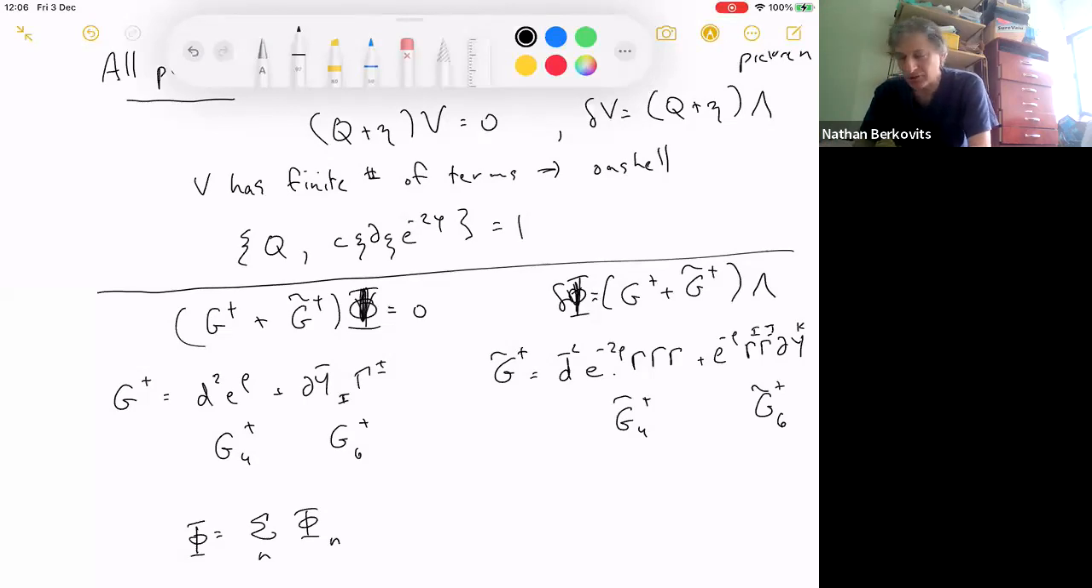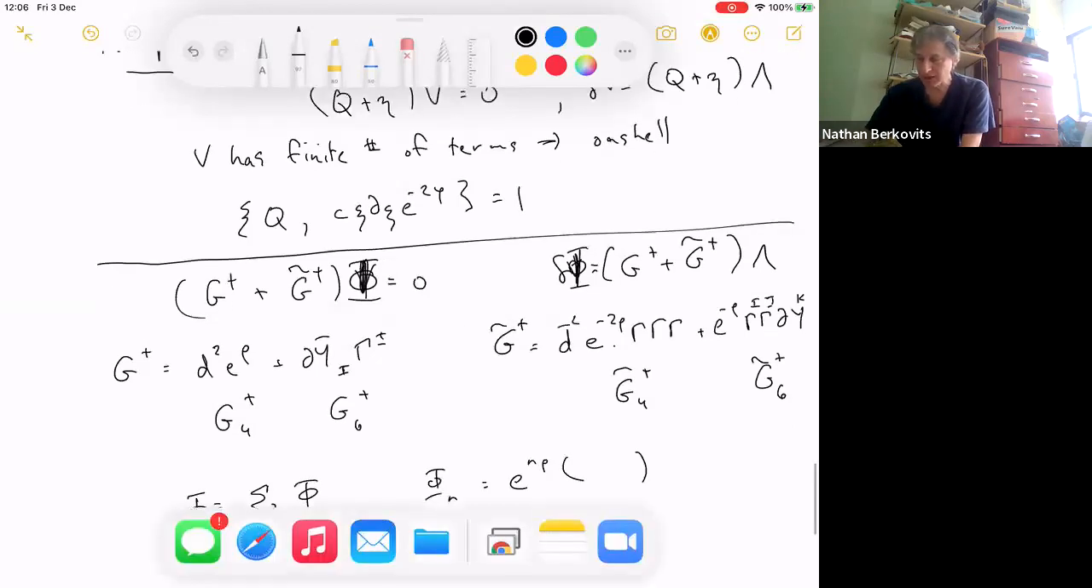I do that in order not to break supersymmetry, because spacetime supersymmetry carries picture, but it doesn't carry rho charge. So each of these phi's will be spacetime supersymmetric. Phi n is e to the n rho times something. But I'm not going to put any restriction on the picture. So phi n can depend in arbitrary ways on the thetas and p's and anything it wants. Any questions?